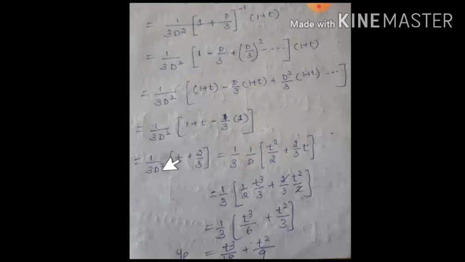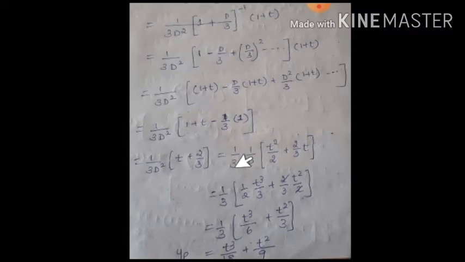Now, what is the meaning of the notation 1 by D square? D stands for differentiation. In the same way, we know that 1 by D stands for integration. Hence the 1 by D square notation means twice you need to integrate the function (t plus 2) by 3. Let us first integrate once.